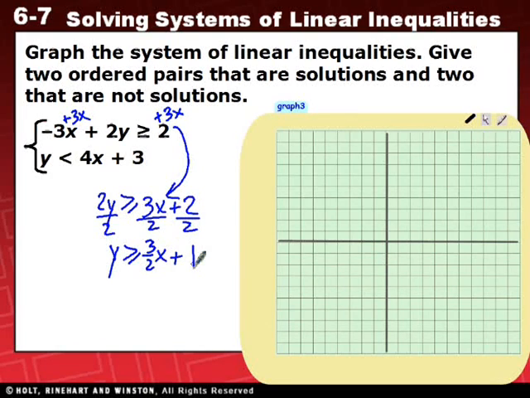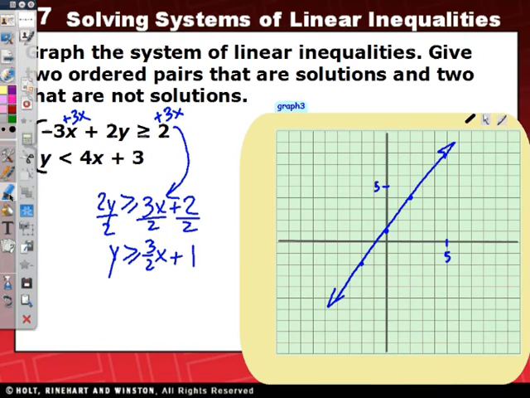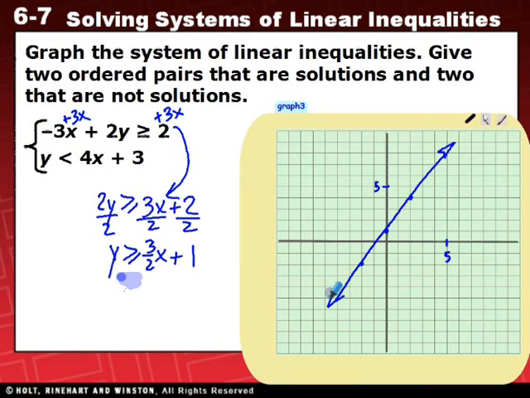So let's graph that. Plus 1, rise 3, 1, 2, 3, run 2. And I'm counting by ones. Still easiest to count by ones unless there's some reason not to. Okay, and then we'll go back down here. And it's a solid line. And we're going to shade above the line because it's greater than or equal to. So there's my shading. Let's do the other line.